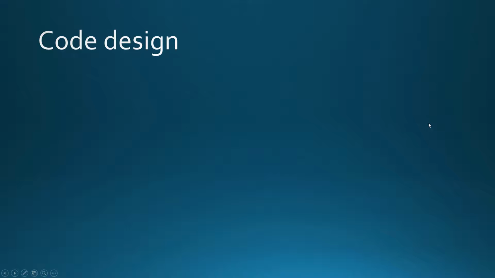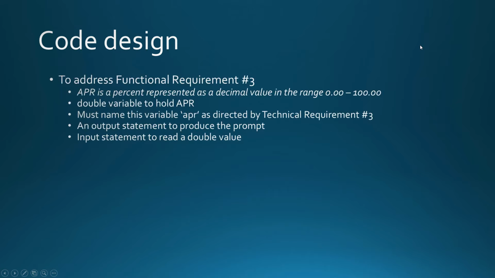With respect to code design for iteration number 4, to address functional requirement number 3, we'd first note that the annual percentage rate is a percent. And by looking at the two sample runs, we know it's a percent that's represented as a decimal value in the range between 0 and 100. And decimal values are typically represented in Java as doubles. So we're going to declare a double variable to hold the APR, and in order to satisfy technical requirement number 3, we're going to name that variable lowercase APR.